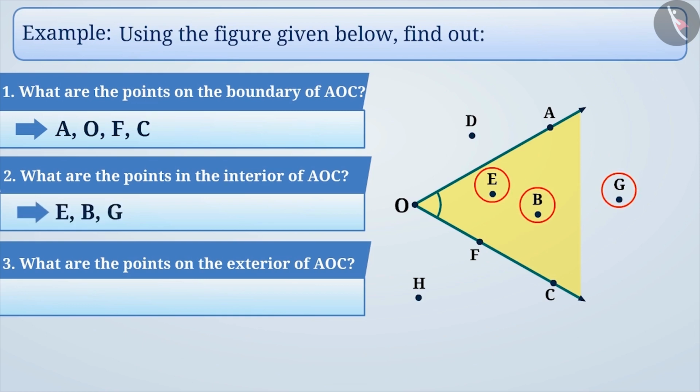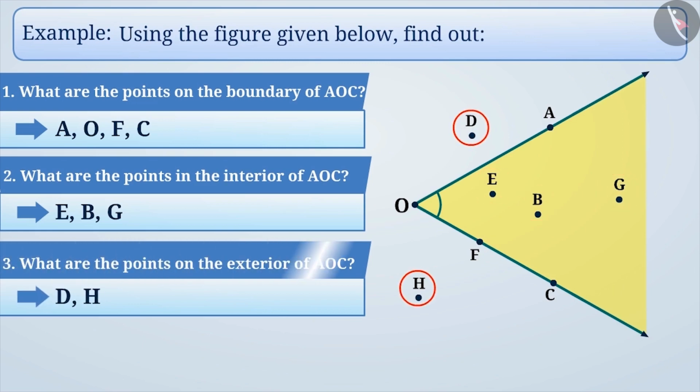Can you tell why we say that point G is in the interior of the angle? Let me explain. Because the arms or sides of the angle are made of rays. Rays start from a point but have no end. In this way, we can increase the length of the rays as much as possible. The interior of the angle will also increase with increasing rays, which means G will also come in the interior of the angle. At the same time, point D and point H are in the exterior of the angle.